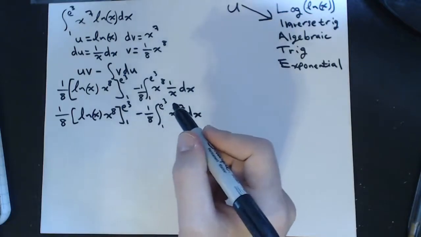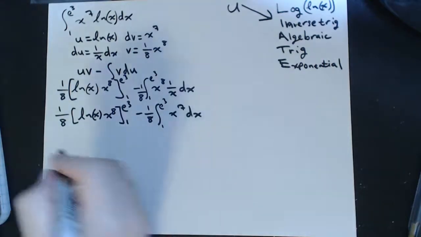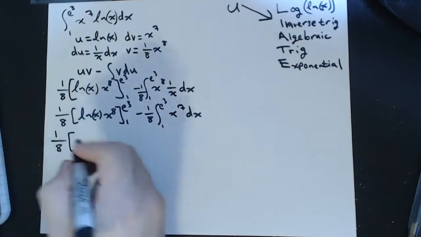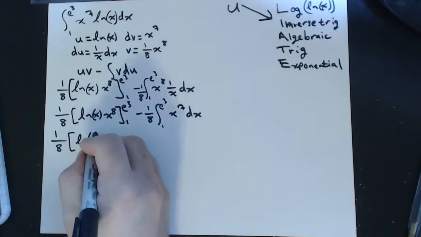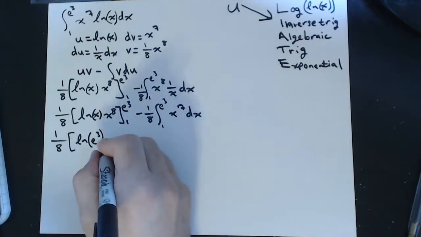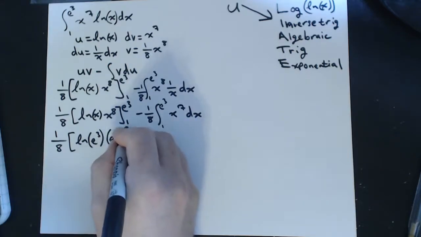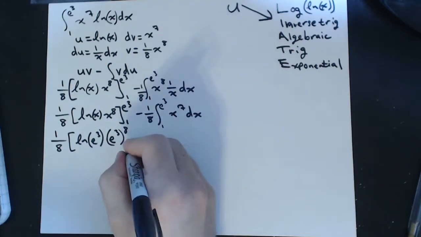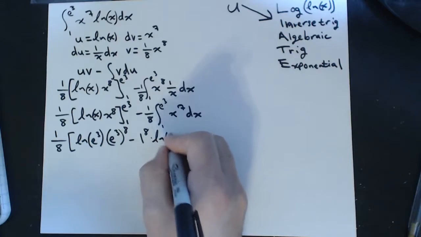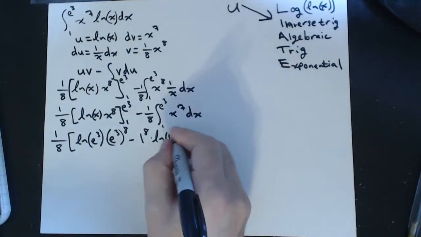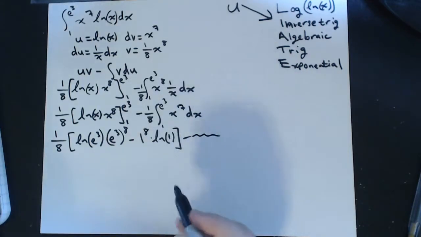So now let's just evaluate this guy. We're going to write this as 1/8, and we need to evaluate, so we need ln of e cubed times e cubed to the 8th, minus 1 to the 8th times ln of 1. And remember we still need minus this guy over here, but I won't write that in for now. We just want to evaluate this.